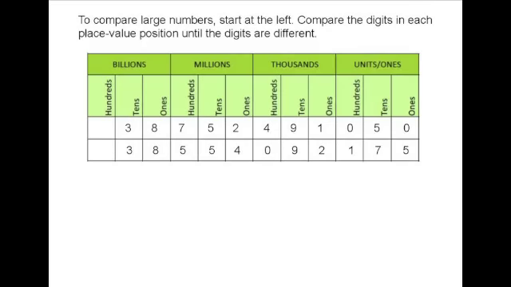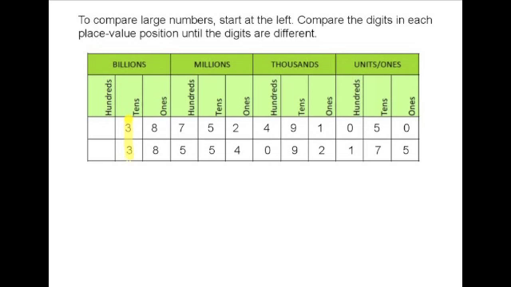We're going to practice comparing these large numbers. To do this, we start at the left of our column, and the first column that has digits in it is the 10 billions place. So we're going to start with this column on the far left to compare each digit until we find a pair of digits that are different.